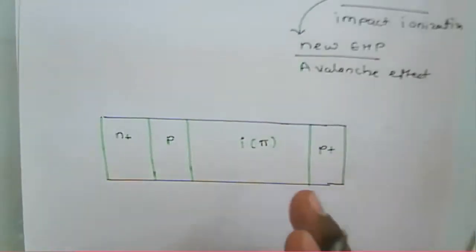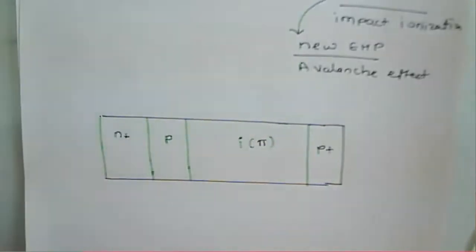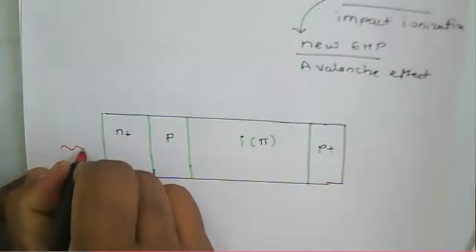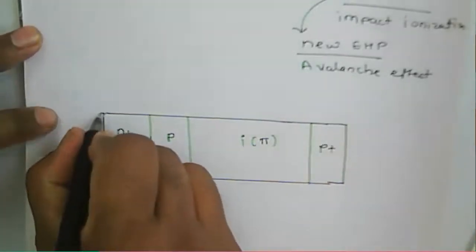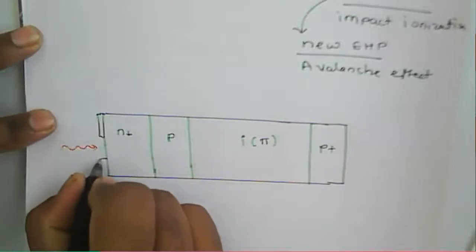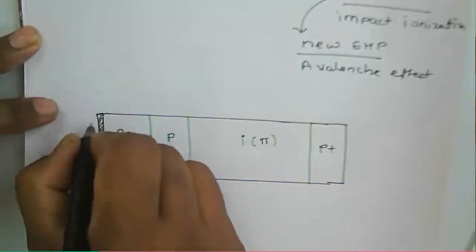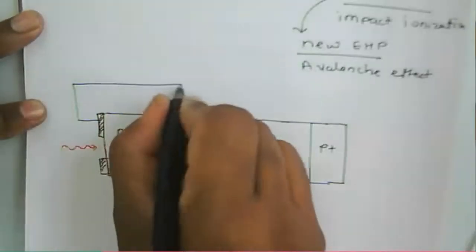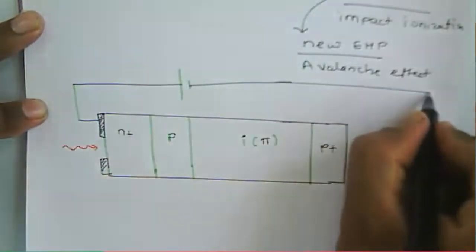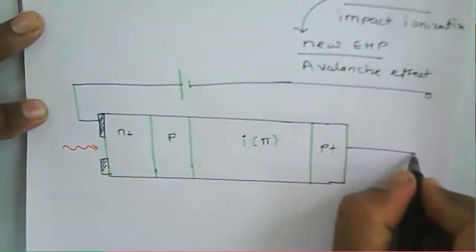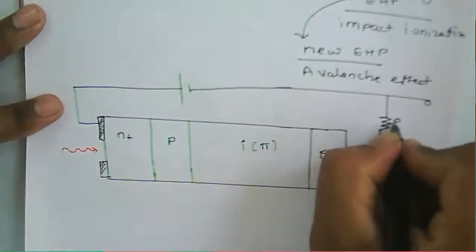And a photon is incident on this N+ layer, and this one is a metal contact. The metal contacts here connect to whatever the reverse bias voltage is, and then we will get the output.